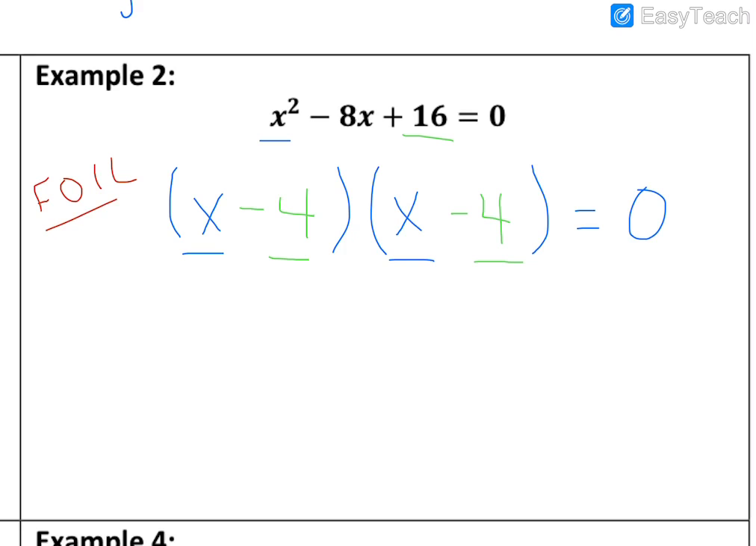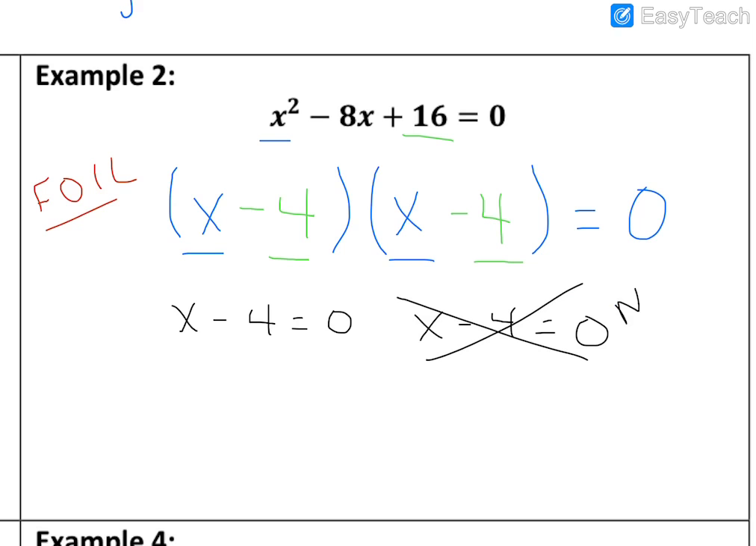Now, there's a couple different options here because really, you're going to set x minus 4 equal to 0. But if you write this again, we have the exact same equation, so it's not really necessary. And so x equals 4. I don't have to write x equals 4 or x equals 4. They're the exact same answer. But what we call that is a repeated root.